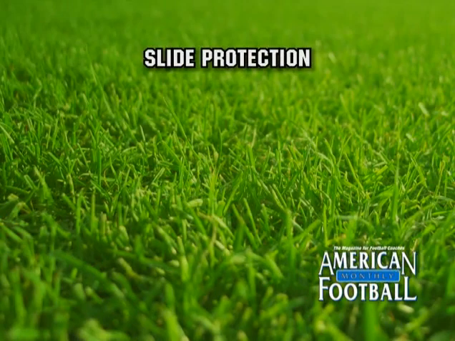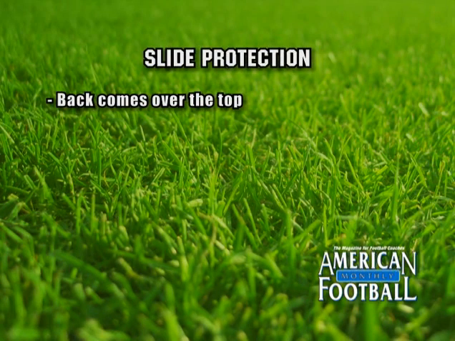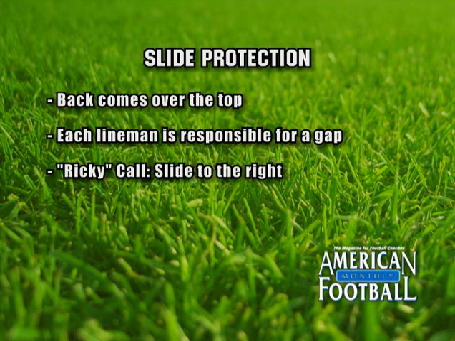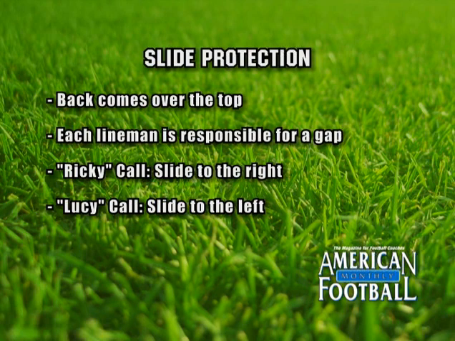The biggest part of our passing game is our three-step passing game. We use a slide protection where we use our back to come over the top. We make a Ricky or Lucy call with our offensive linemen to determine whether they're going to block the gap to the right or to the left. We really like this pass protection because it gives us a great opportunity to pick up any type of stunts or twists that a defensive line may give us inside.